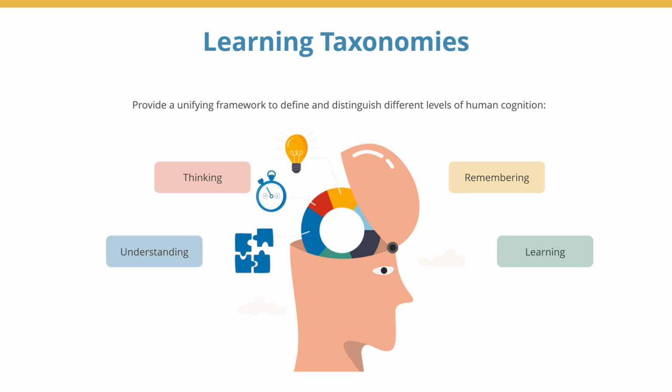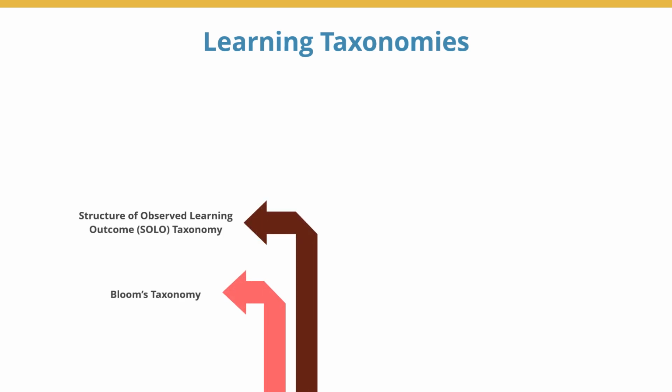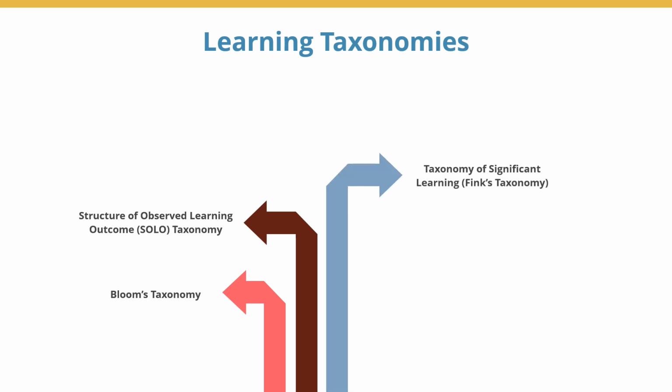and understanding. Some of the popular learning taxonomies are Bloom's taxonomy, Structure of Observed Learning Outcome taxonomy or SOLO, Taxonomy of Significant Learning, also known as Fink's taxonomy, 6 Facets of Understanding. We shall limit our discussion to the widely applied learning taxonomy, Bloom's taxonomy.